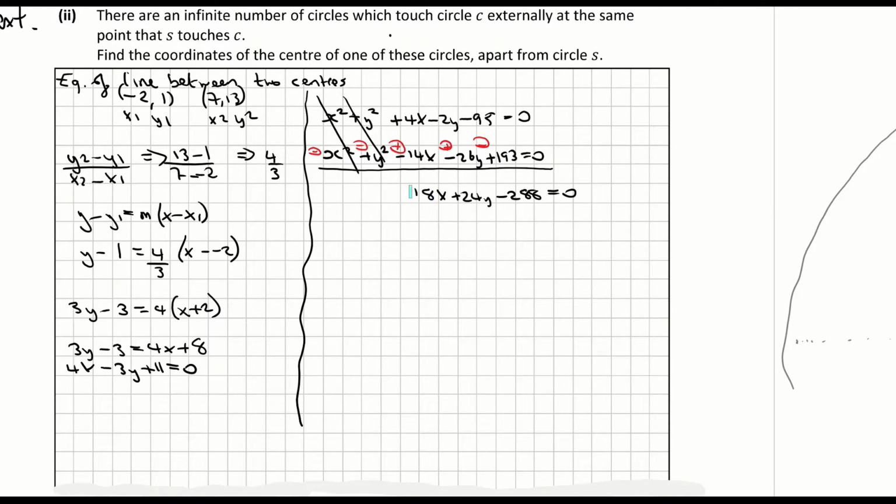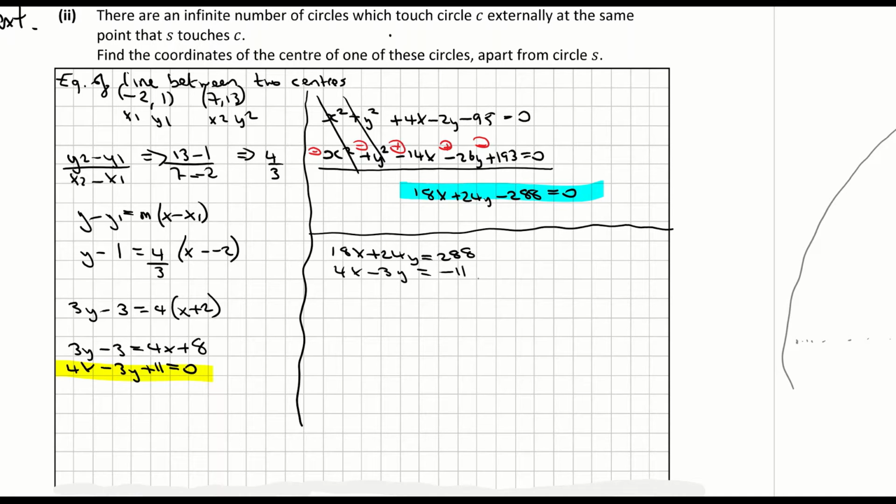So let's just highlight what we have. That's the equation of the blue line. That's the equation of the yellow line. Now I want to find out where they intersect with each other. So I'm going to use simultaneous equations to find the point of contact. So I'm going 18x plus 24y is equal to 288. Simultaneous equations with 4x minus 3y is equal to -11.